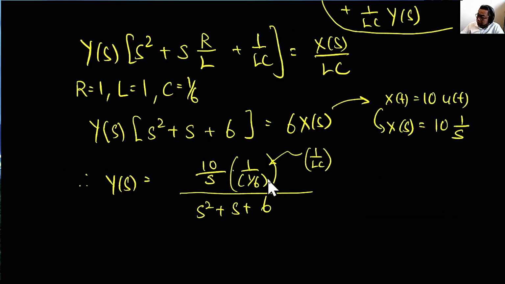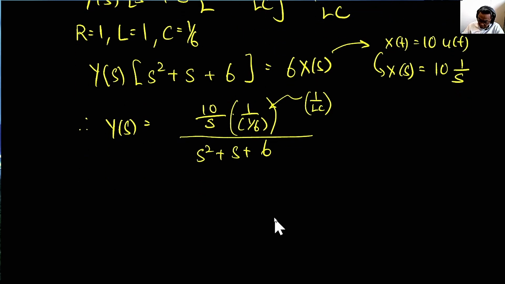We work it out. In my solutions, I retain the 1/LC here, 1/LC, and this is xs, which is 10/s for the 10 times unit step. We bring ys, this polynomial, to the other side, and now we are ready to solve for yt.